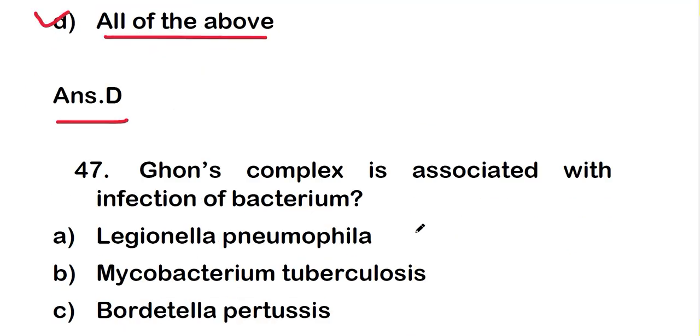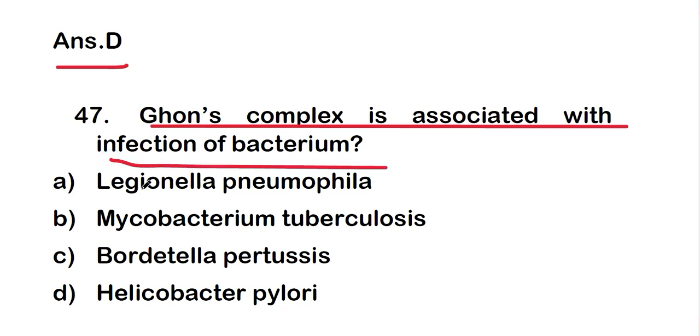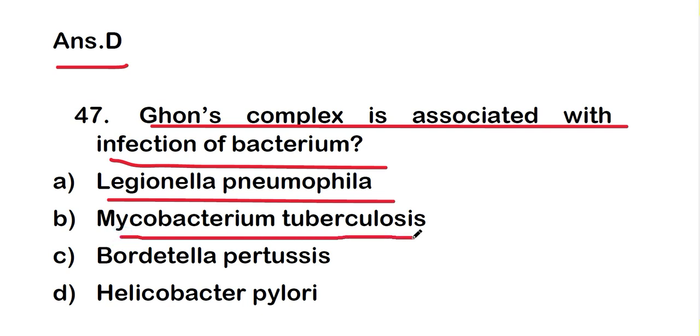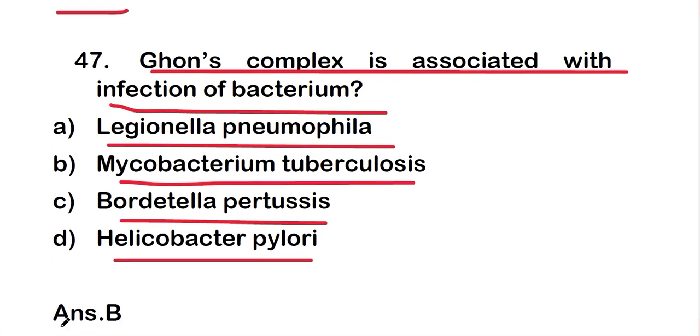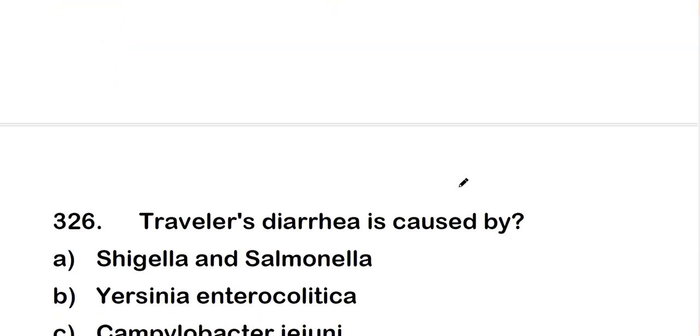Okay, so move on to the next question, number 47: Ghon complex is associated with infection of which bacterium? The options are Legionella pneumophila, Mycobacterium tuberculosis, Bordetella pertussis, or Helicobacter pylori, and the right one is option B, that is Mycobacterium tuberculosis. So Ghon complex is associated with infection of this bacterium. Okay, so let's see the next question.